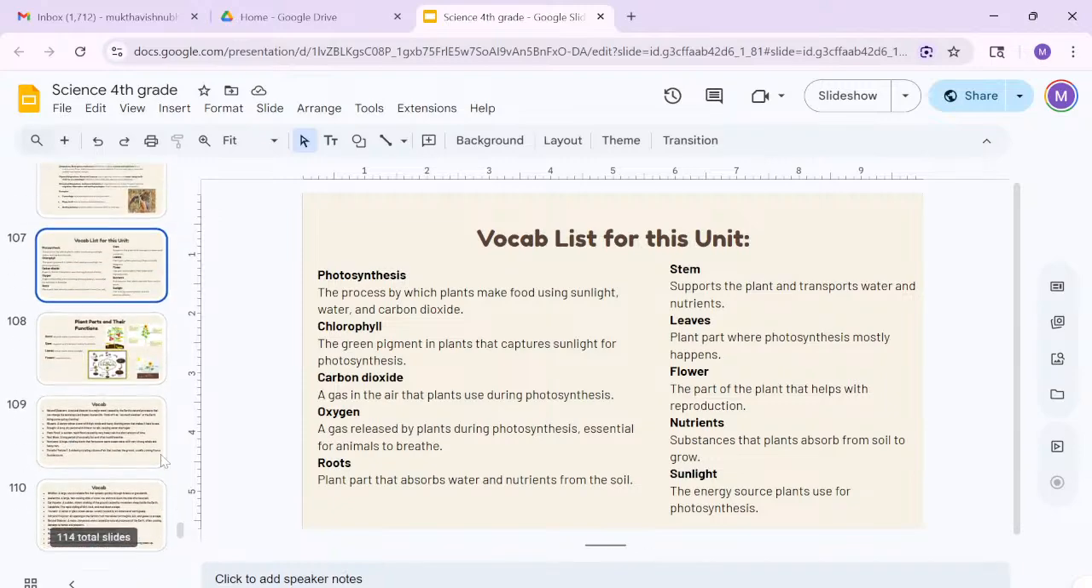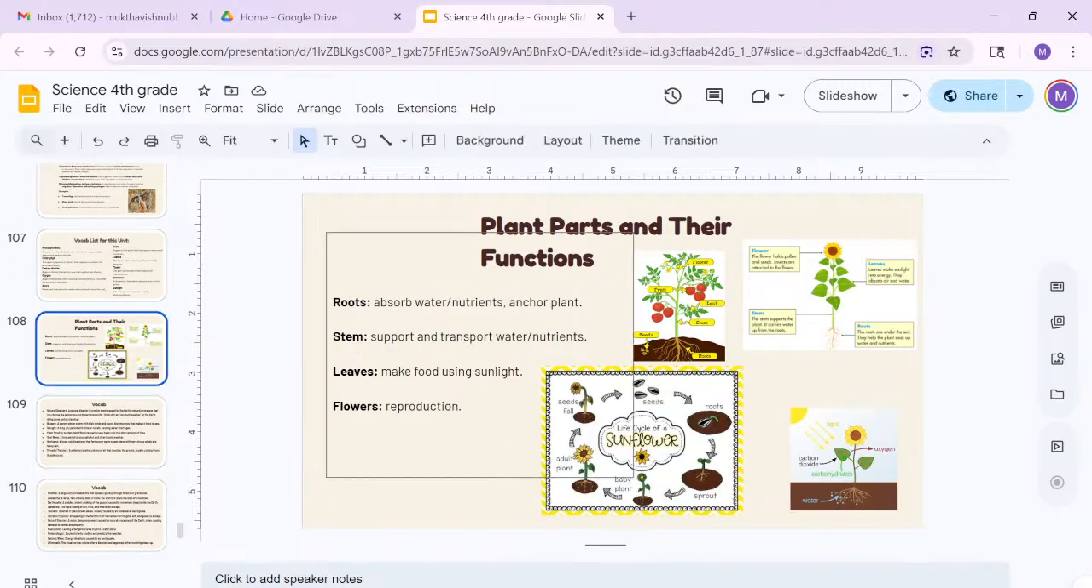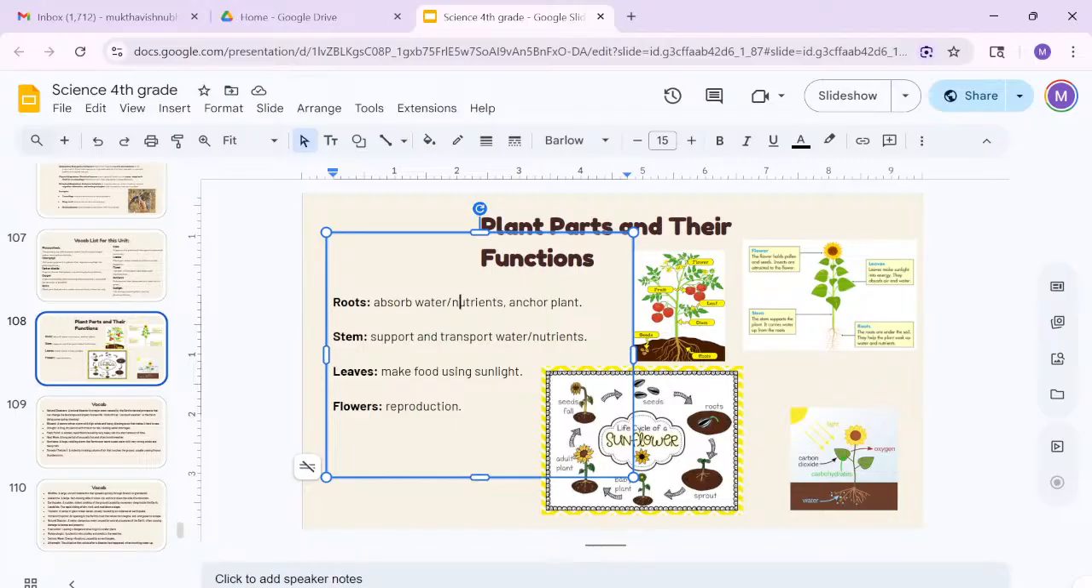Nothing really new there. So like I was saying, roots absorb the water from the ground. Stems support and transport water and nutrients through the xylem and phloem. Those are basically how the water and nutrients get transported in the plant. Like those are the little pipes type of thing. You can think about it like that. Leaves make food using sunlight. Flowers are where the reproduction occurs, like pollination.